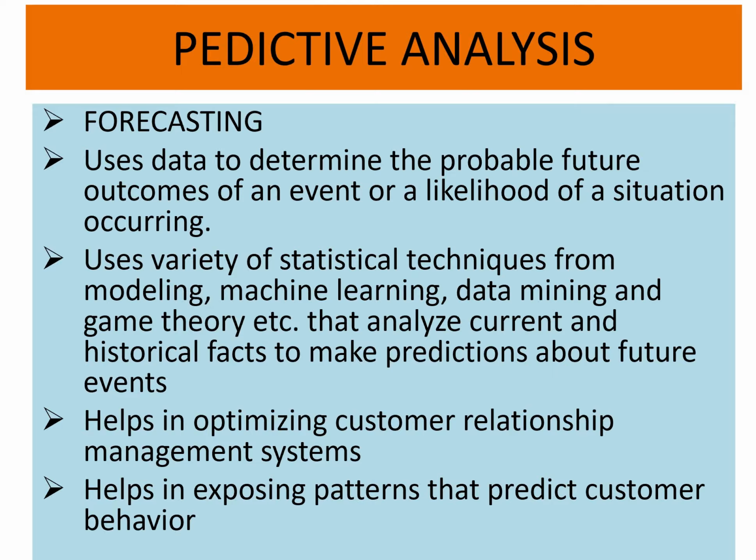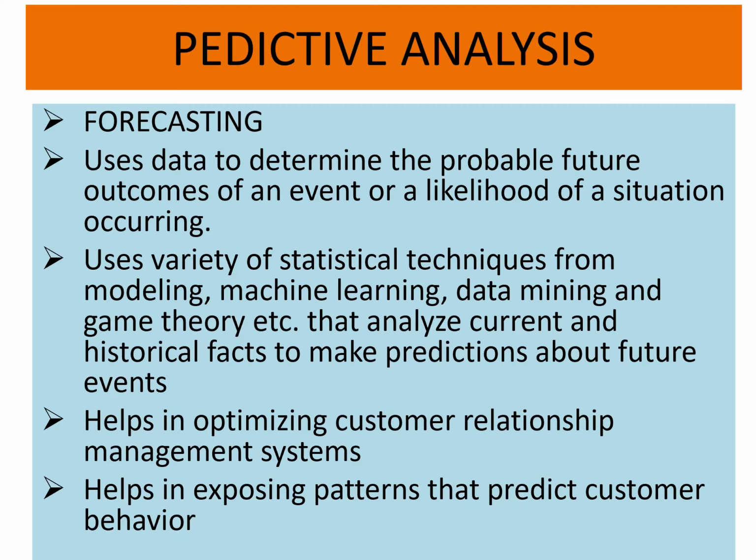So what happens in predictive analysis? As I told you, it is forecasting. We use data to determine the probable future. We use a variety of statistical techniques like data modeling, machine learning, data mining, and game theory. We analyze the current and historic facts to make predictions for the future.